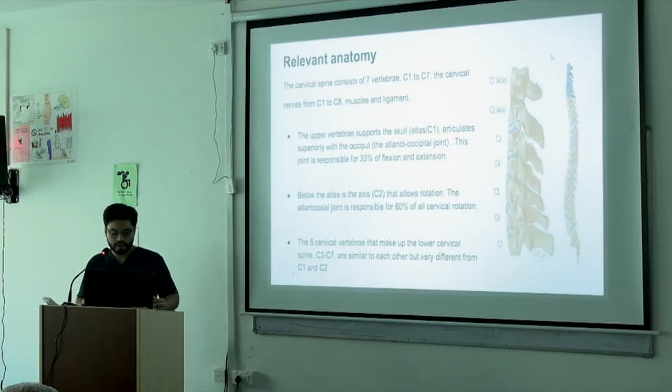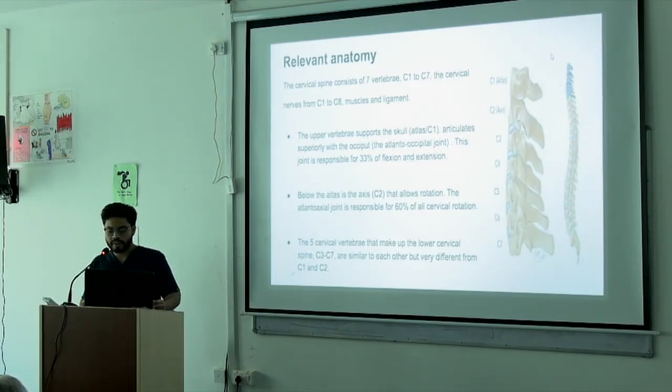Relevant anatomy to understand cervicogenic headache: the cervical spine consists of 7 vertebrae, C1 to C7, and there are 8 nerve roots in total, that is C1 to C8, along with the muscles and ligaments. The upper cervical vertebra supports the skull, and it is also known as the atlas. The atlas articulates superiorly with the occiput, which forms the atlanto-occipital joint.